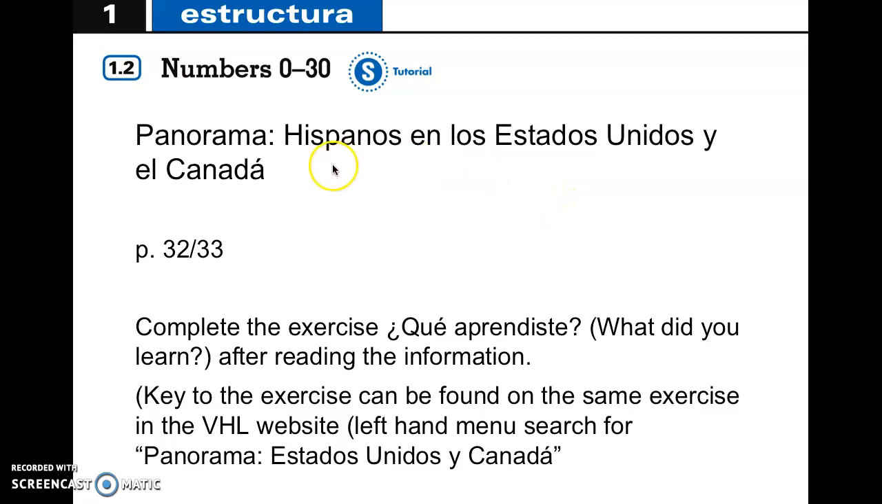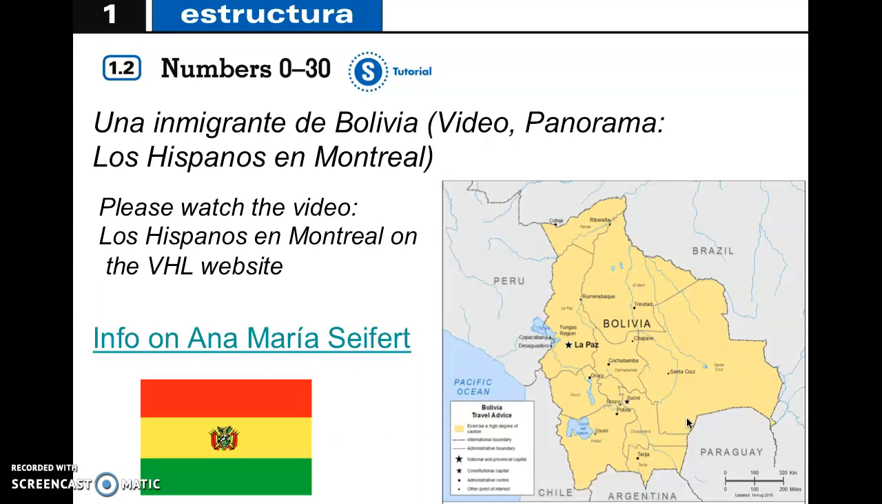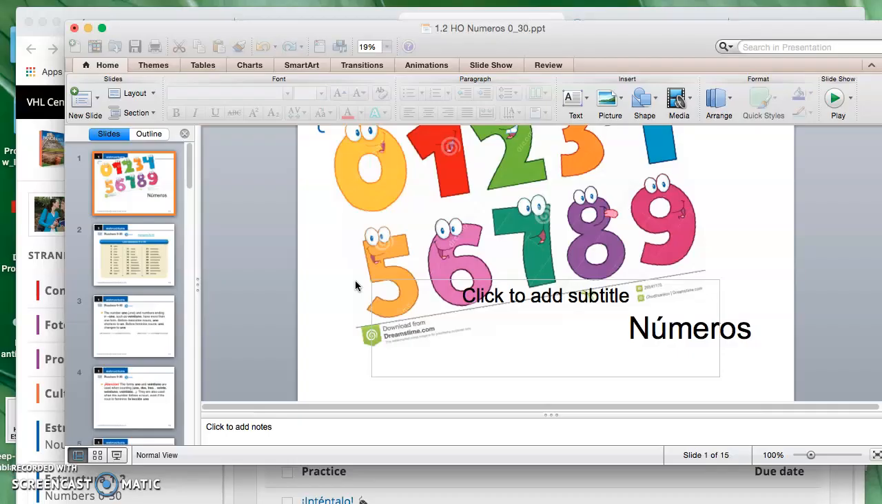Additionally, I would like you to read about Hispanos en los Estados Unidos on page 32 and 33 and complete the exercise. You have the questions here and the key is online as well. And I would also like you to watch the video Eva-Maria Seifert under Los Hispanos en Montreal on the VHL website. If you have any questions, please let me know.